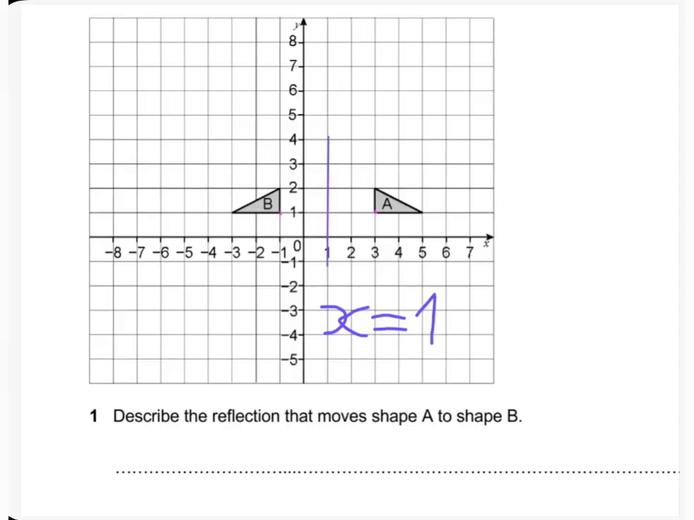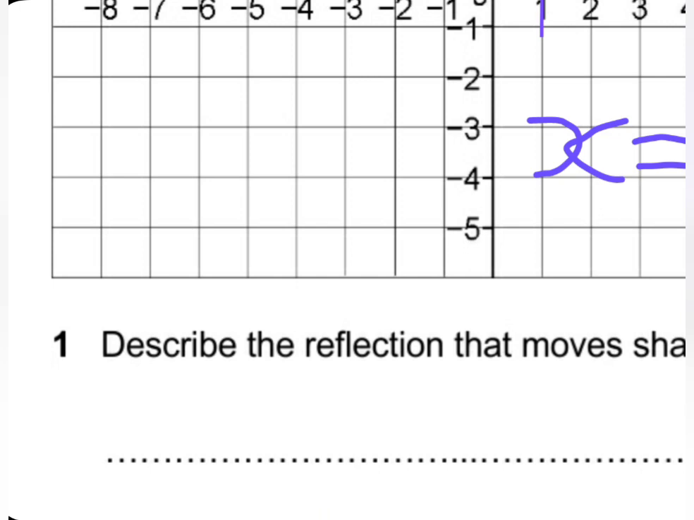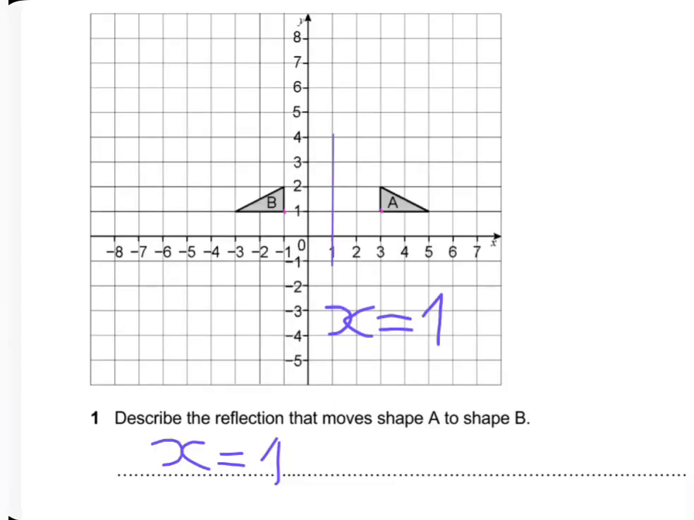Now, as we said here, this is the reflection of A to B on the line x equals 1. Very good. And this is how you answer a question like this.